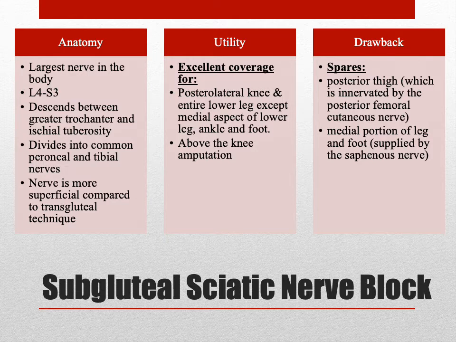Compared to the transgluteal approach to the sciatic nerve block, the nerve is more superficial when approached below the gluteal crease. This block is excellent for coverage in the posterolateral knee and the entire lower leg except the medial aspect, which is covered by the saphenous nerve. This block is also great for above-the-knee amputations when used in combination with a femoral block.